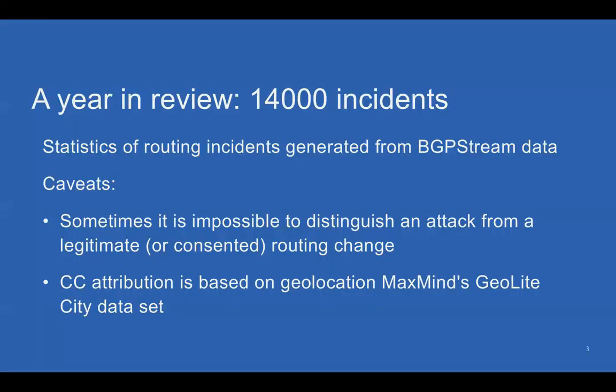I have to tell you up front, this is not scientific research. There are some caveats. But looking at this data, it allows us to put a finger on some numbers. More importantly, by applying the same methodology, we can track the evolution. If you do the same year after year or month after month, even if specific numbers may lack some accuracy, we can see how the routing system evolves in general.